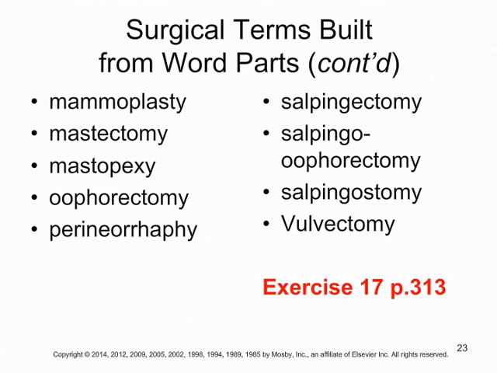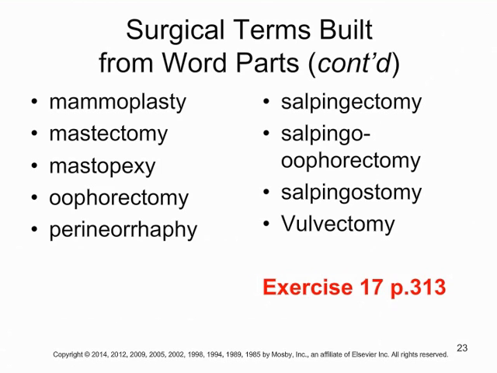Oophorectomy is removal of an ovary. It could be one, it could be both. Peritoneorrhaphy is suturing of the perineum. Salpingectomy is removal of the uterine tube, whether it be one or both. Salpingo-oophorectomy is removal of the uterine tube and ovary.